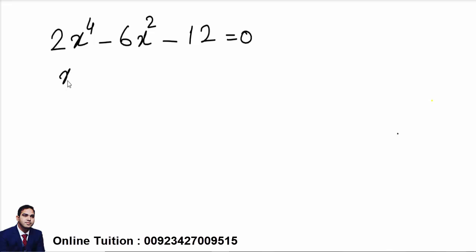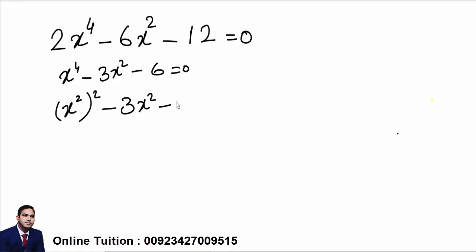This is x to the power 4, this is 3x square because 6 divided by 2 is equal to 3. So negative 6, this is 0. Now this is the equation. Can I write this as x square, this? When 2 multiplied with 2 it is again equal to 4. So 3x square negative 6 is equal to 0.